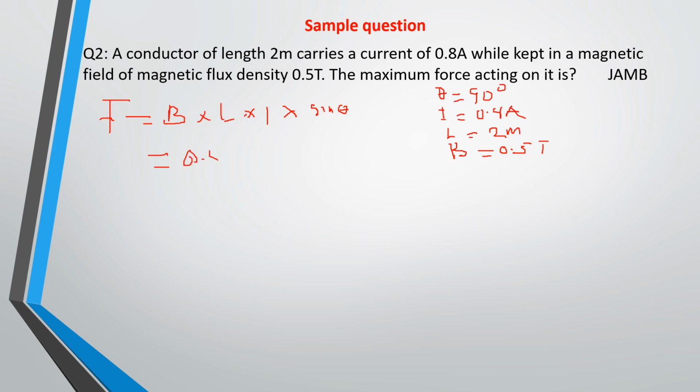B is 0.5, length is 2, your current is 0.8, and sine of your angle is 1. By the time you put in your values and press them in your calculator, you will have that the force is equal to 0.8 Newton. Alright, so F is equal to 0.8 Newton.